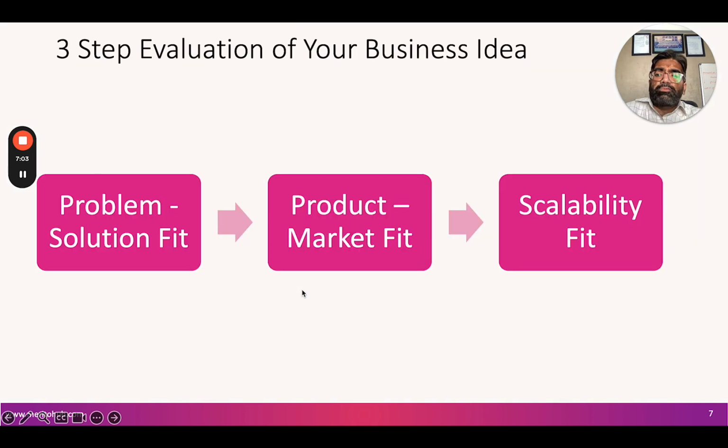Now you have a problem, you have a solution, right? Now the question is how to go forward. The first step you need to do is identify if there is a problem solution fit, very important. The next step is product market fit, and the third step is scalability fit. We will go through each of these fits in the next slides.